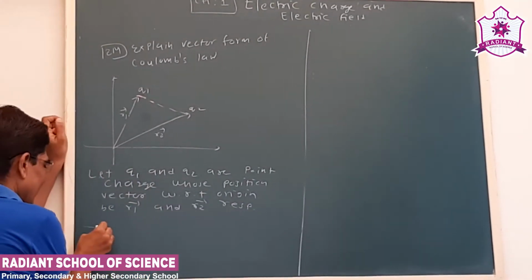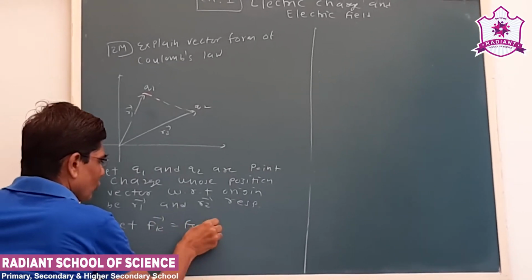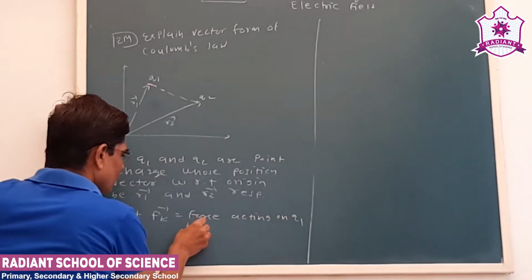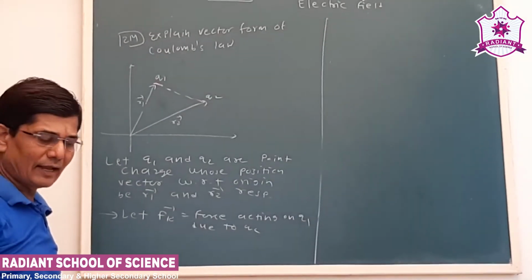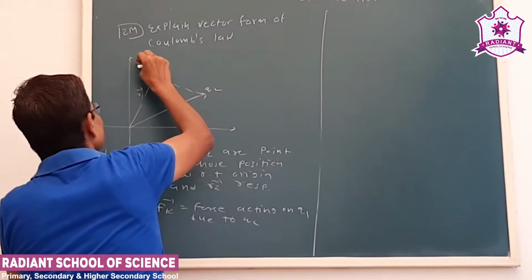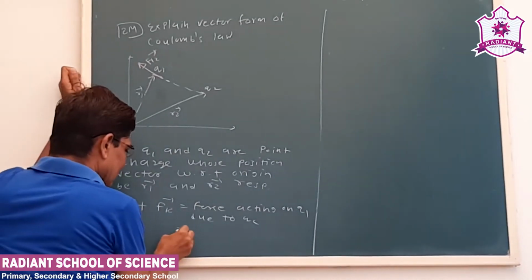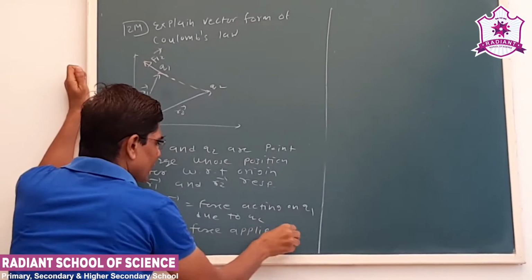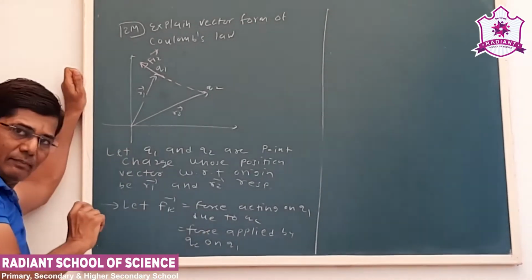Let us define F12 as the force acting on Q1 due to Q2. Here Q1 and Q2 are like charges, so there will be a force of repulsion. So we can say the direction of F12 will be like this. This can also be written as the force applied by Q2 on Q1. Both have the same meaning.